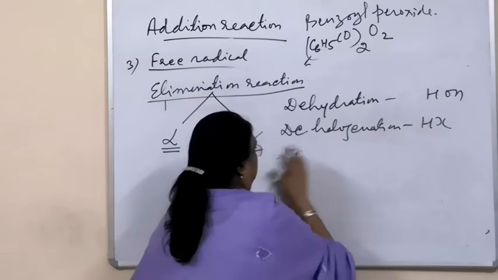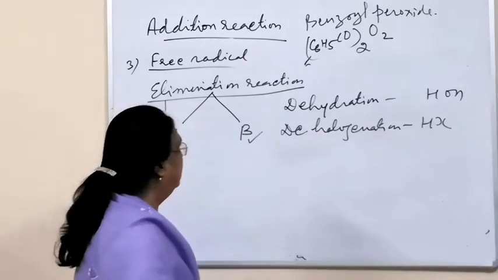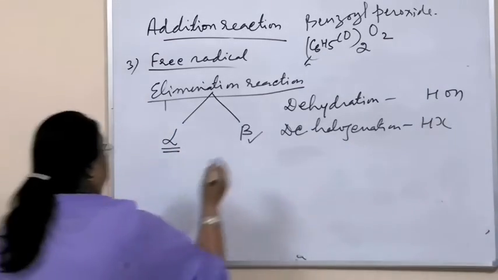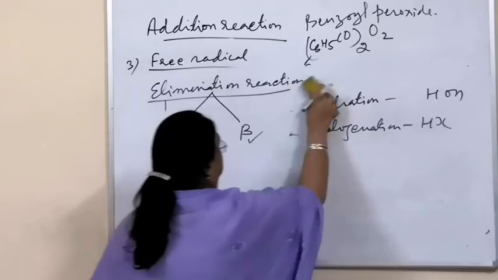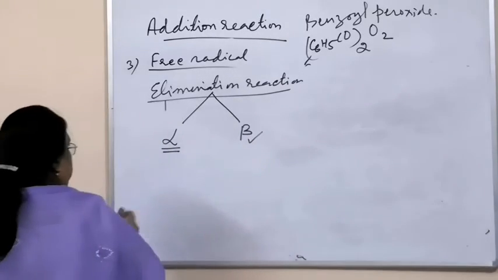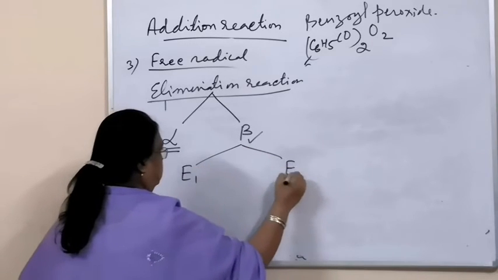D, like this, many are there. Dehydrogenation, removal of hydrogen. Debromination, removal of bromine, and so on. So the word D means removal. Okay. Now this beta elimination is of two kinds, E1 and E2.